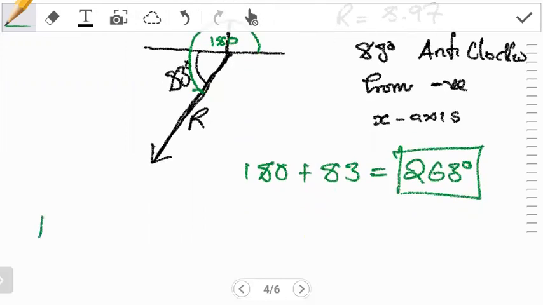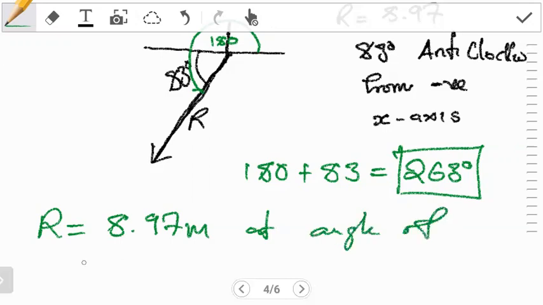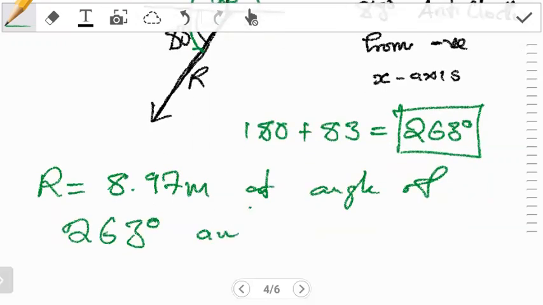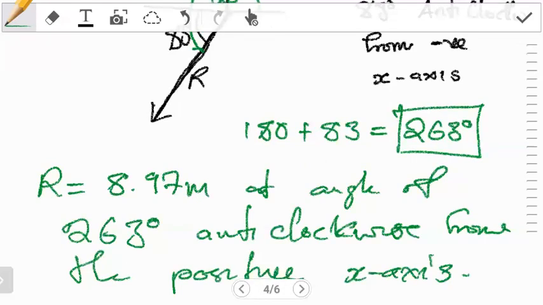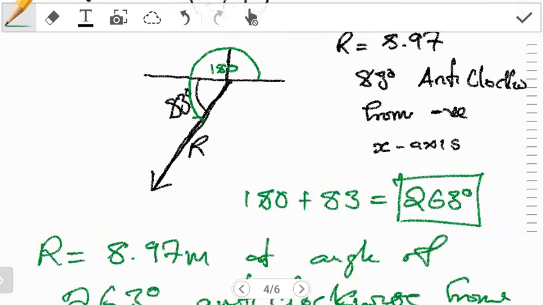Then we conclude that our resultant is 8.97 meters at an angle of 263 degrees anti-clockwise from the positive x-axis. This is how we fully state our findings. Okay, so this is how you work it out.